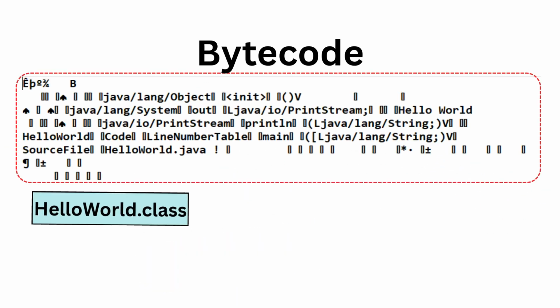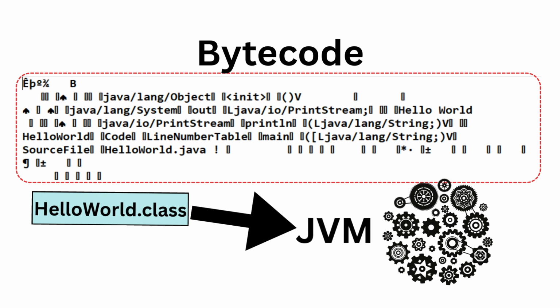Here's the bytecode, our compiled instructions in hello-world.class. It's ready to run, but it needs the Java Virtual Machine, or JVM, to make it happen. Let's see how the JVM works.